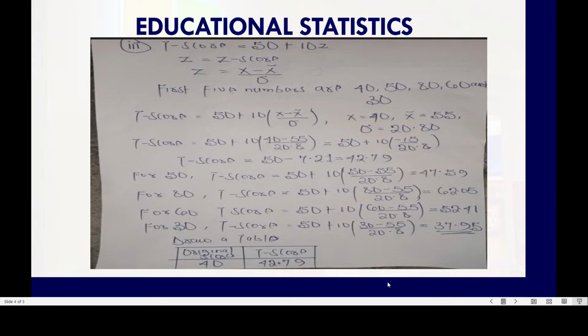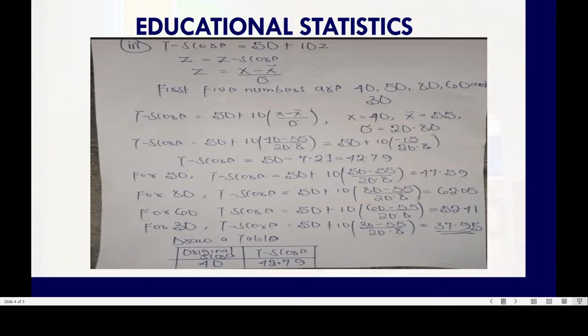So what is the mathematical expression for the t-score? The t-score is written as 50 plus 10z. And who is z? z is the z-score. And what is the formula for the z-score? It is x minus x bar over the standard deviation. Remember, this is the symbol for standard deviation. x minus x bar divided by the standard deviation.